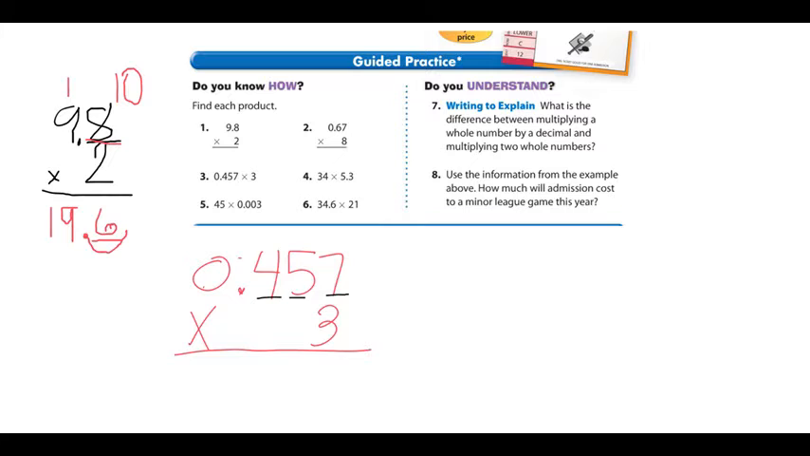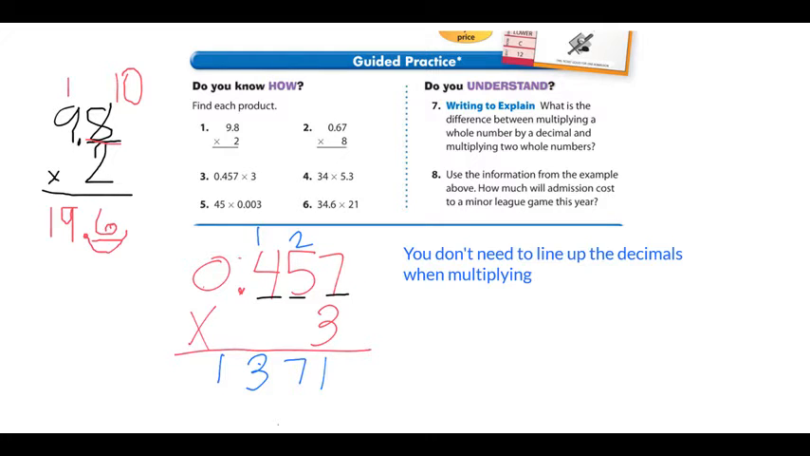Okay, so hopefully you paused to do that. And notice I got the answer of 1,371. I made sure to line up my place values. My 1 here is lined up with this 0. But there are 3 decimal places in the factor. So remember, I go from the right, 1, 2, 3. So my answer is actually 1 and 371 thousandths.